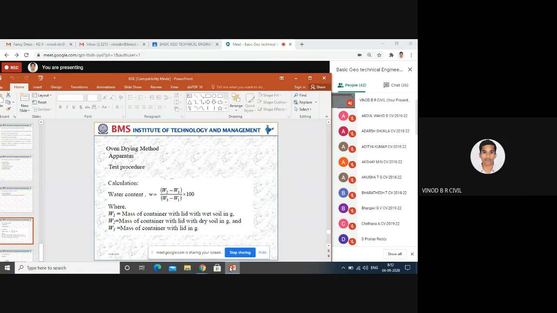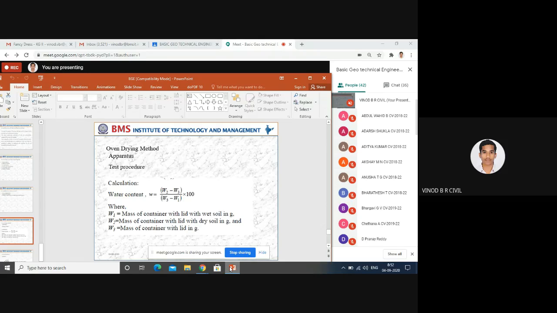After 24 hours, first collect the soil sample and take down the empty weight of the lid or metal cup, that is called W1. Afterwards, take down the weight of the lid or metal cup plus wet soil, that is W2, and next one is W3, that is the lid plus dry soil after 24 hours, with 105 to 110 degree temperature. Okay, you can calculate what is the dry density.